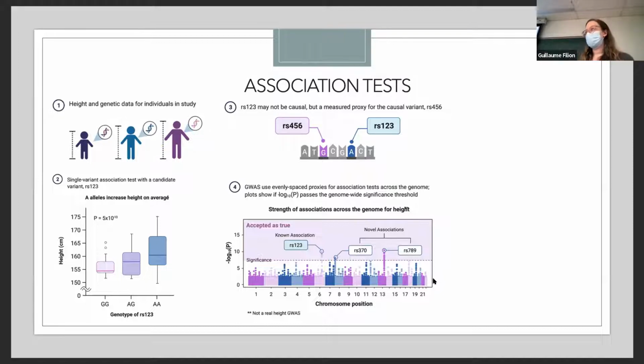Once we have the p-values for every single SNP that we're looking at across the genome, we look at a plot like this. This is called a Manhattan plot. We have our chromosome position on the x-axis, and on the y-axis we're looking at the minus log 10 p. So this is the p-value.